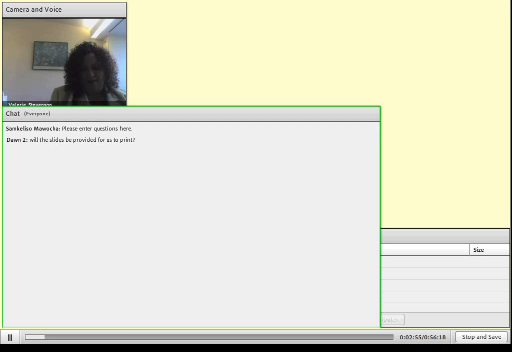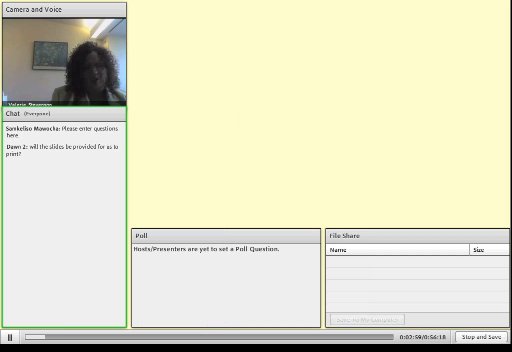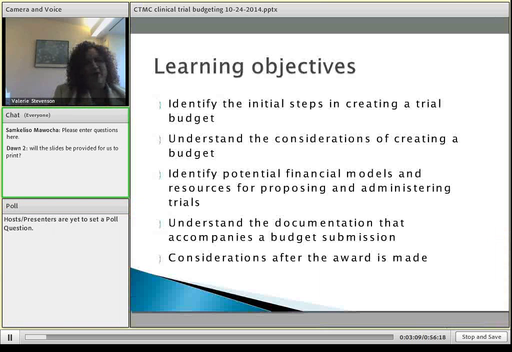The other thing we want to close with is to understand what things are needed with the proposal. A lot of times it's more than just handing off a set of numbers. There's specific forms that you need to complete, or conflict of interest forms. And the last item that we'll be talking about is what kind of things you need to be thinking of after the award is made.